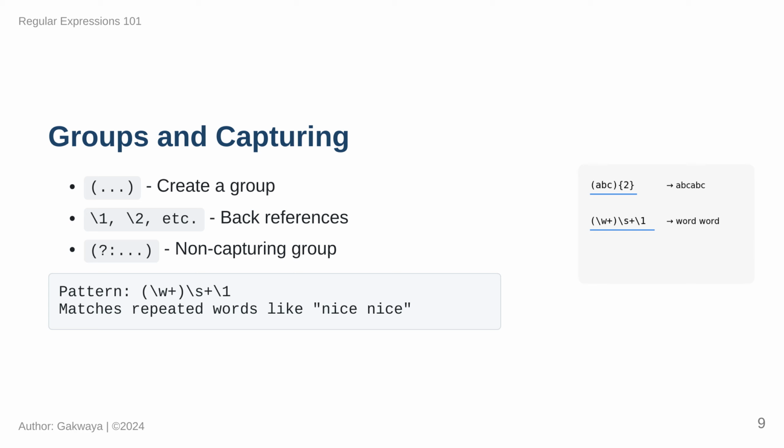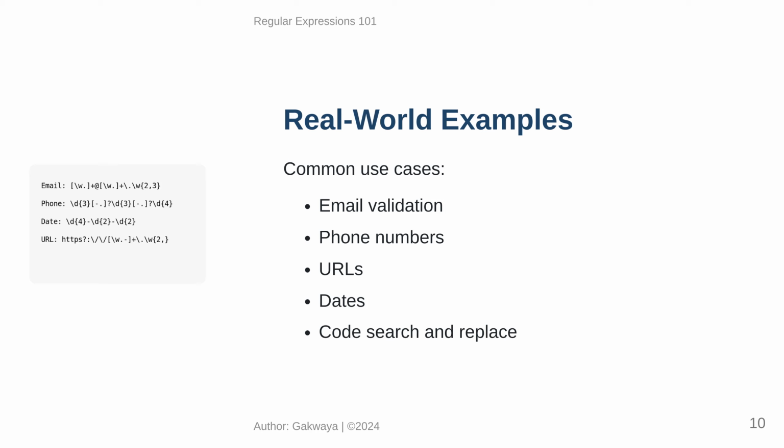Let's look at some practical applications of everything we've learned. These are patterns you'll use frequently in real-world development. Email validation is probably the most common use case. Notice how we can break it down into parts: username, @ symbol, domain, and top-level domain. Phone numbers are another great example where we can use quantifiers and optional separators. The date pattern shows how we can enforce specific formats. With URLs, we handle optional parts, like the s in https, and variable domain names.